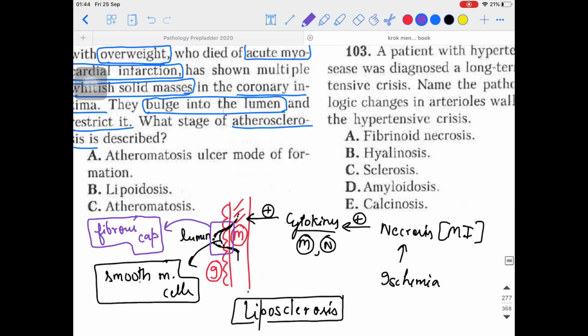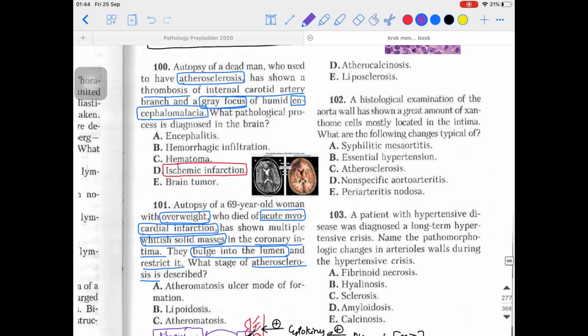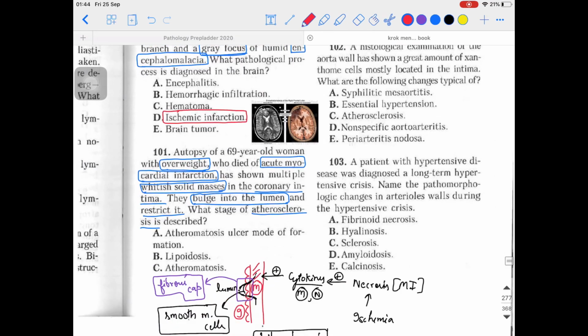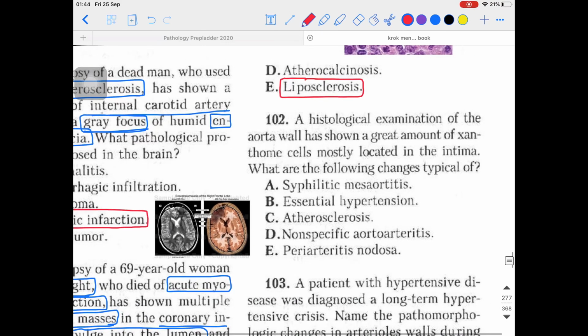What stage of atherosclerosis am I talking about? So that will be the liposclerosis. I hope you are clear till now. Okay, so that is the liposclerosis. Fine. Okay, enough about this question. Let's move on to the next one.